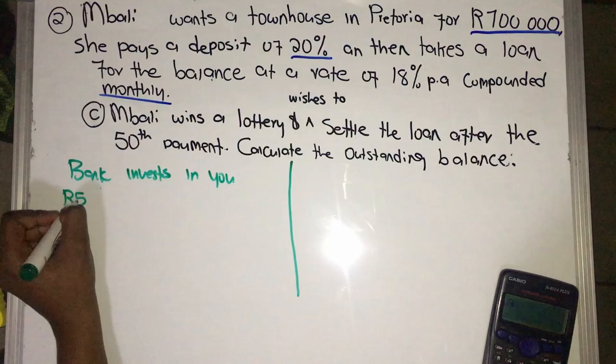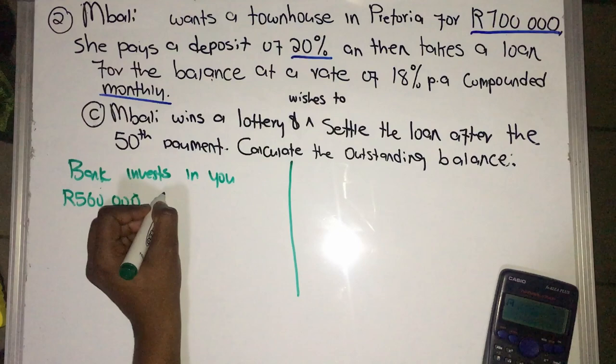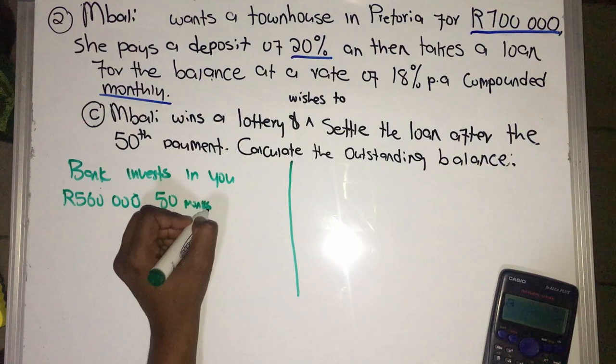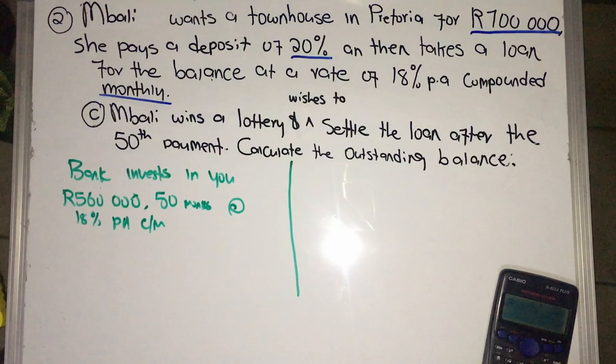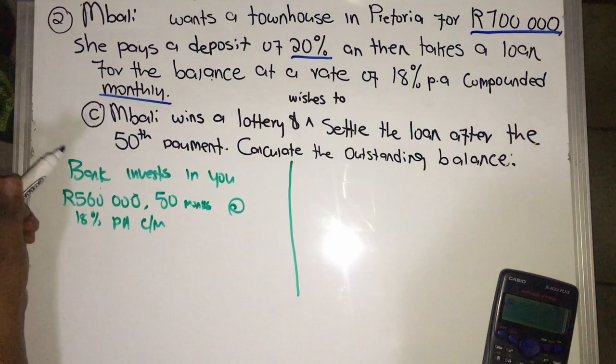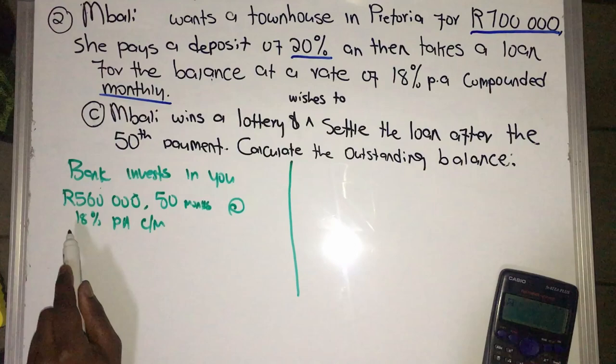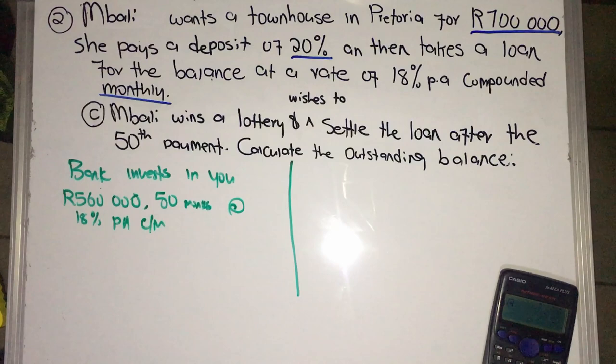So the bank offers 560,000 rands to finance the loan, and the loan is for 15 months. Okay, and then the interest is 18% per annum compounded monthly. So the bank offers the investor 560,000 for 15 months at an interest rate of 18%. So we look at it as if the bank offered the 560,000 and then got interest, so when we come around to 50 months, what would it be worth?